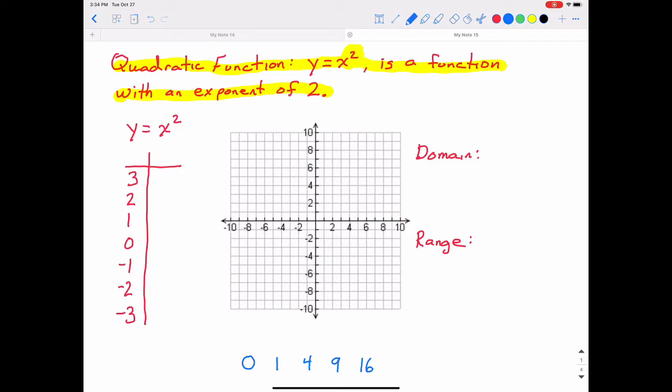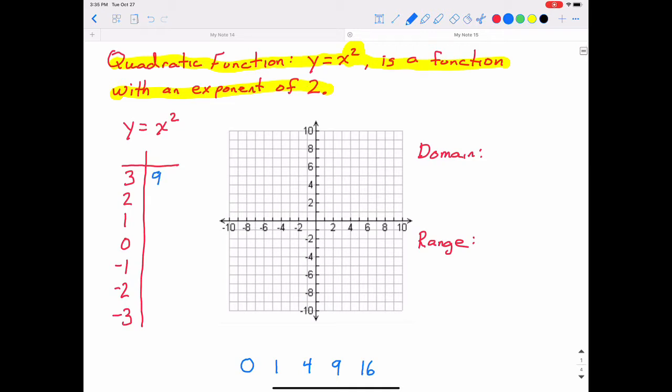Over on the left here, I've got y equals x squared, and we're going to plug all those numbers in for x, which just simply means we're squaring each one of those numbers. So 3 squared is 9, 2 squared is 4, 1 squared is 1, 0 squared is 0, negative 1 squared, that means negative 1 times negative 1, and that's actually positive 1. So negative 2 squared is positive 4, and negative 3 squared is positive 9.